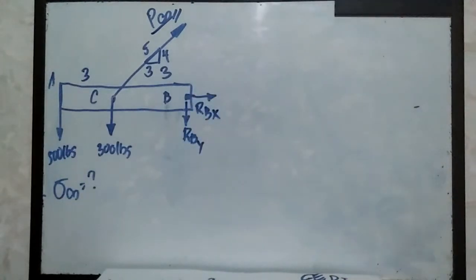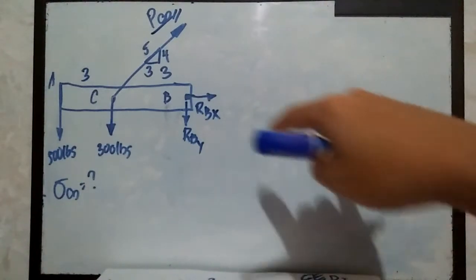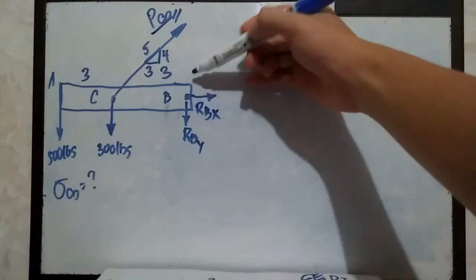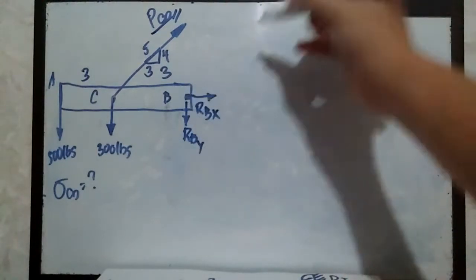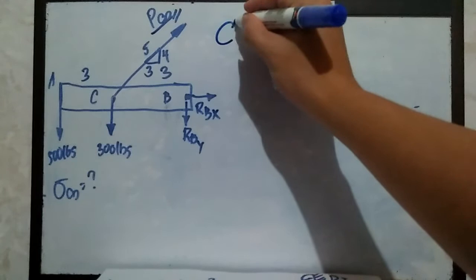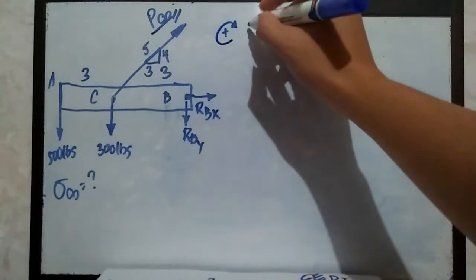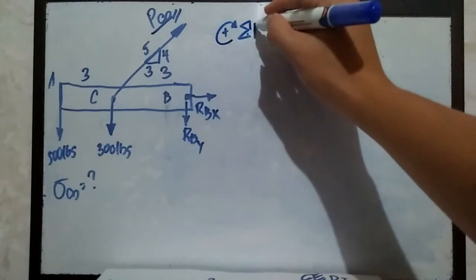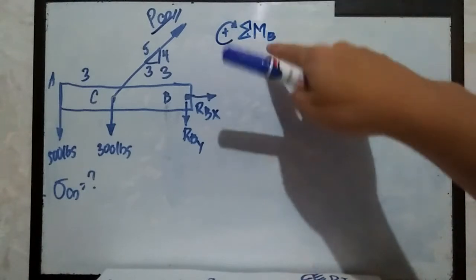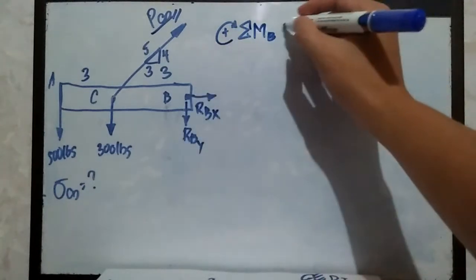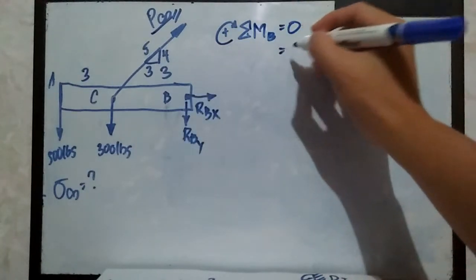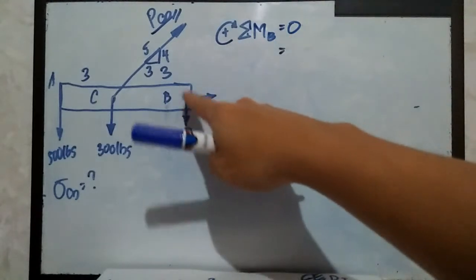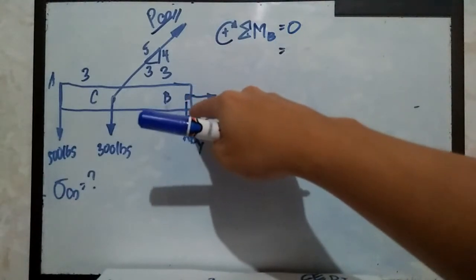So if we're going to apply the summation of moments, then we must use the pivot point having the most unknowns, which is at point B. So let's do that. The summation of moments rotating clockwise is positive. Moments at B, which is this one, equals 0. By doing that, that should cancel everything here because this is our pivot point.